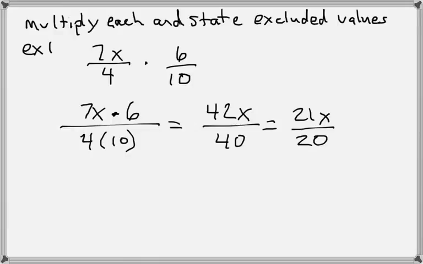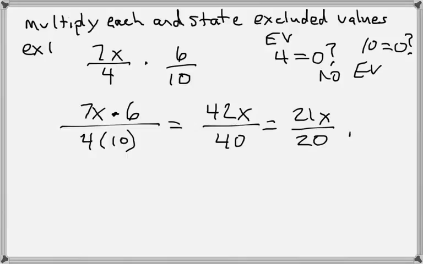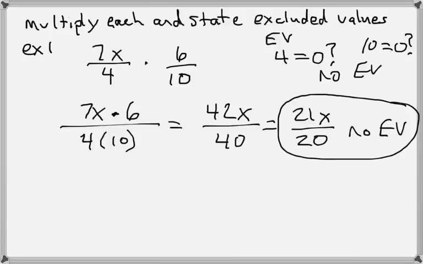Now I have to find my excluded values. So your excluded values come from your original denominators. I had a 4. Well, if I set that equal to 0, what? That's not going to happen. And then I had a 10. If I set that equal to 0, again, what? That's not going to happen. So I have no excluded values. I can choose any number for my variable, and it's not going to blow up the world. So here is my final answer. I have my simplified answer of a 21x over 20, and I'm stating that there are no excluded values.